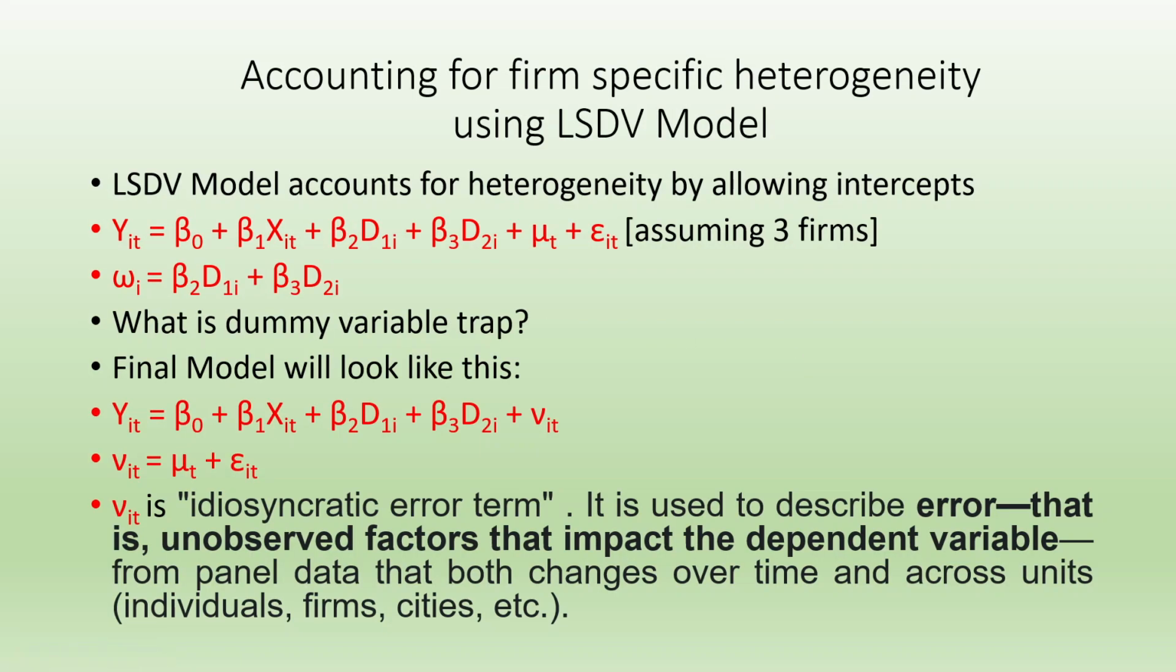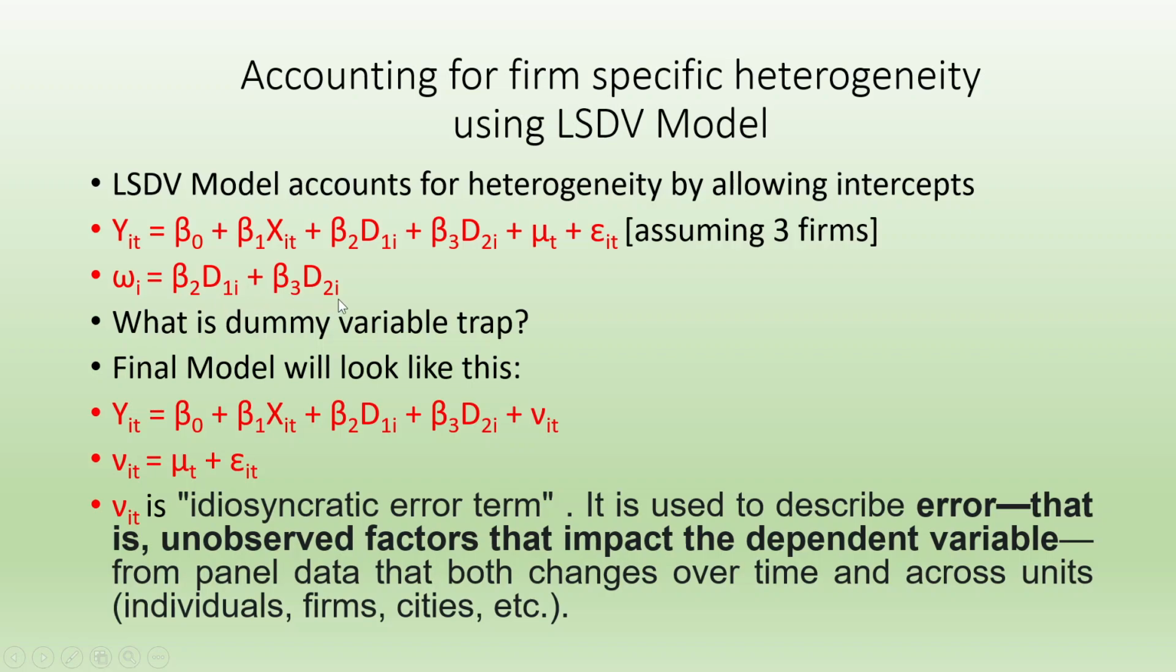Now, how do we account for this heterogeneity? We will introduce the LSDV model, that is, the least squares dummy variable model. Y_it is equal to beta 0 plus beta 1 x_it plus beta 2 D1_i plus beta 3 D2_i plus mu_t plus epsilon_it. If there are three firms, as I have already discussed, we will introduce two dummies to capture the heterogeneity of the cross section. So now omega_i is equal to beta 2 D1_i plus beta 3 D2_i.